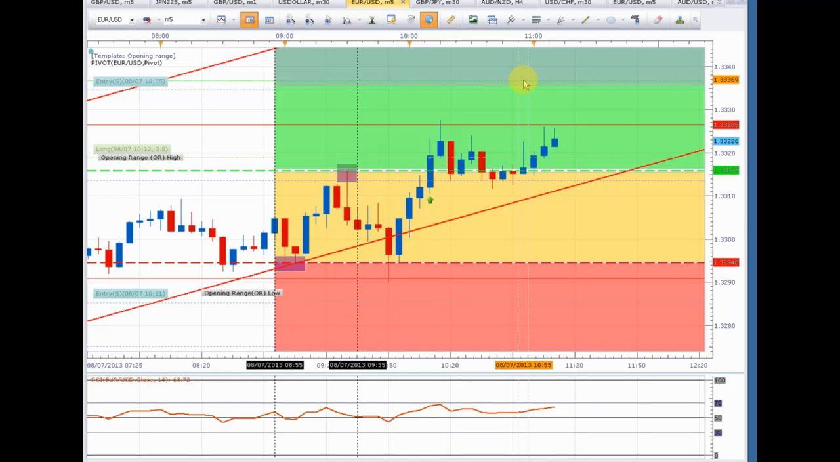Now, another entry or a technique for the opening range breakout, which is not really a breakout, is actually fading the opening range. And usually you'll see during Asia, you'll be able to use this on European currencies.